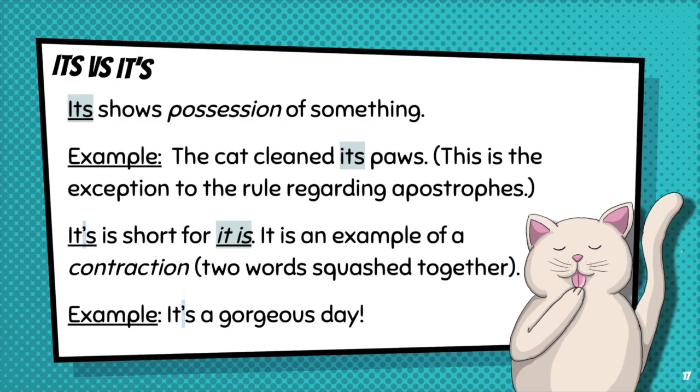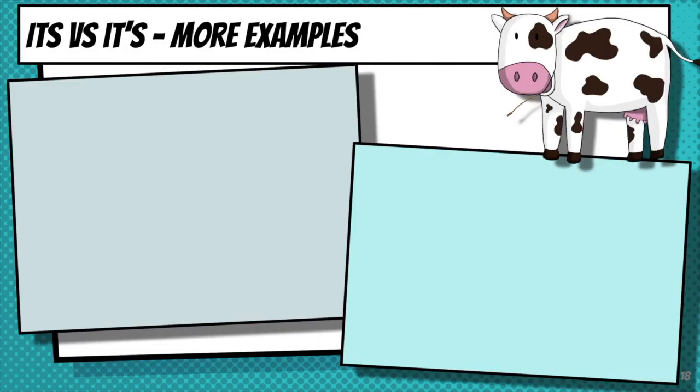Here's an example of that. So it's a gorgeous day. We could separate out the two words into "it is a gorgeous day", and that would make sense as well. Okay, I've got a few more examples for you here of its versus it's, just to finish that there.